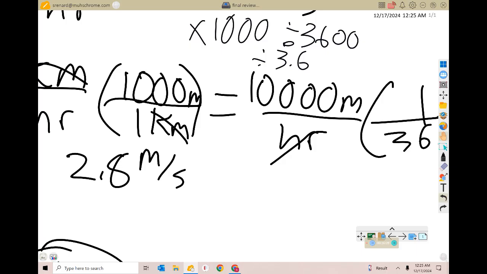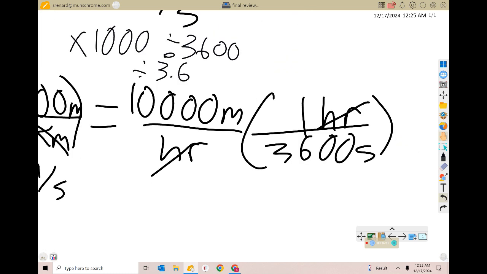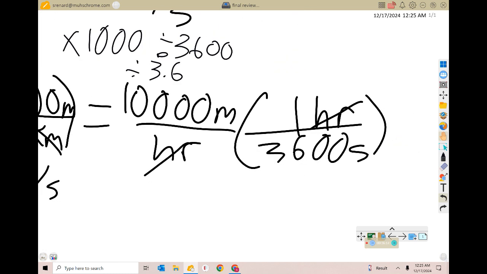So 10,000 meters per hour. But I don't want to know meters per hour, I want to know meters per second. So I divide that by 3,600. There are 3,600 seconds in an hour: 60 minutes in an hour, 60 seconds in a minute, and 60 times 60 is 3,600. So whenever we're going from kilometers per hour to meters per second, we multiply by 1,000 and then divide by 3,600. Definitely write that down. You will need that on the final.